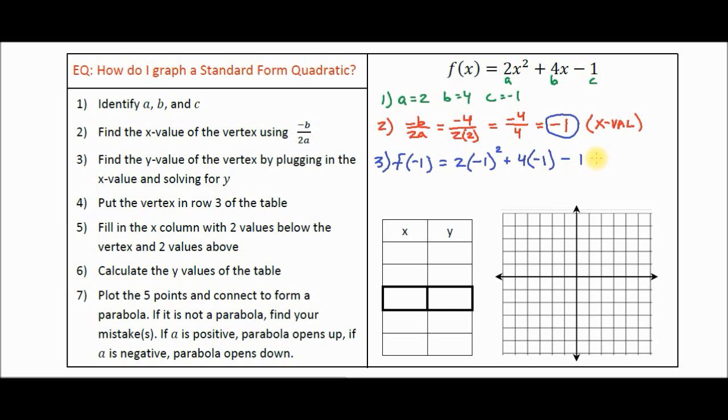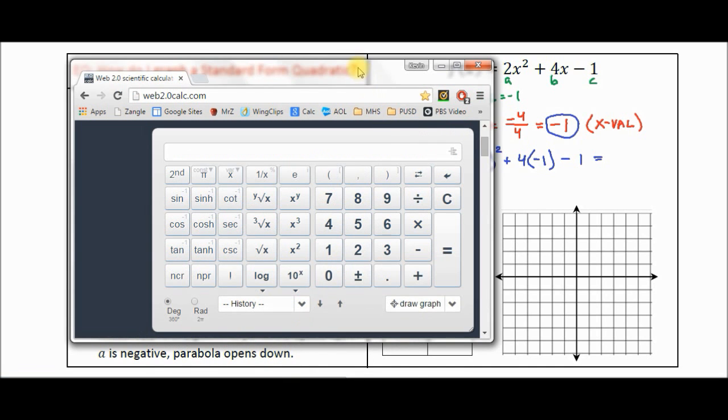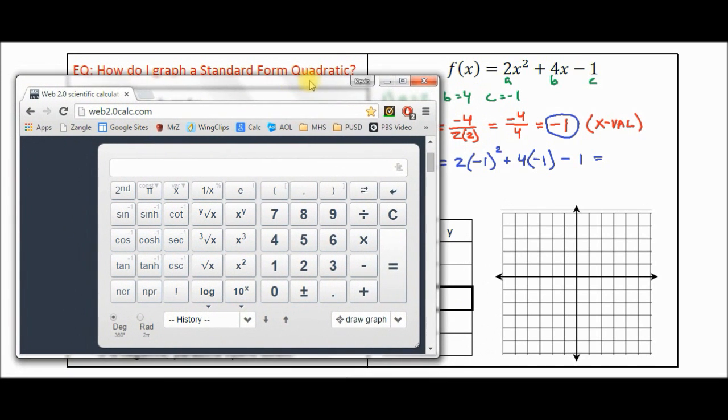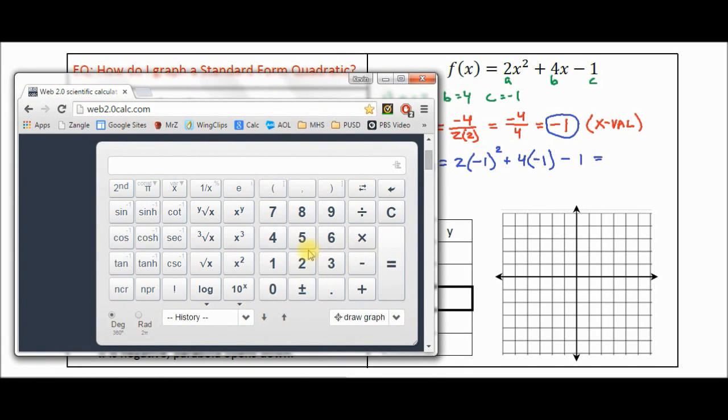Actually, let's not go through the process of doing that step by step. You can use your calculator to solve that all in one step. I'm going to go ahead and bring up a calculator right now, see if I can move that off the screen a little bit, and I'll do it with my calculator.